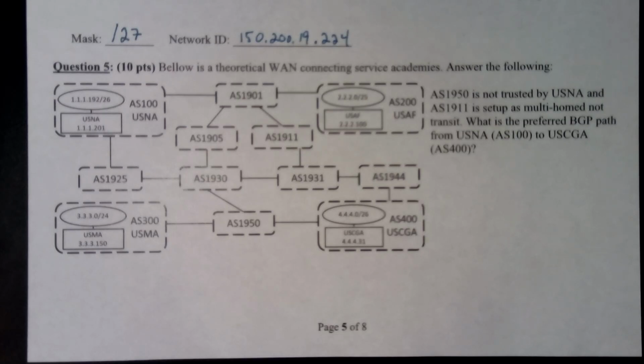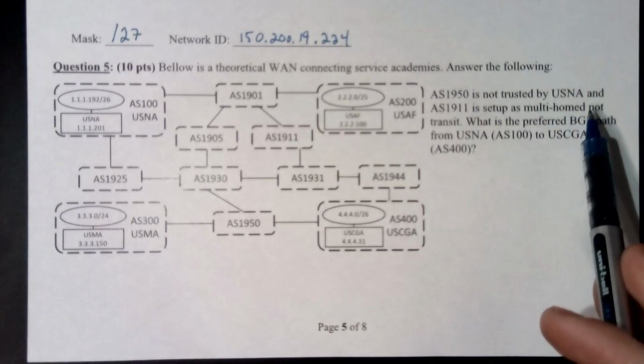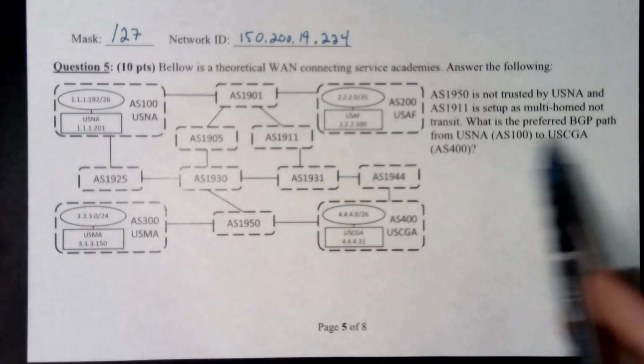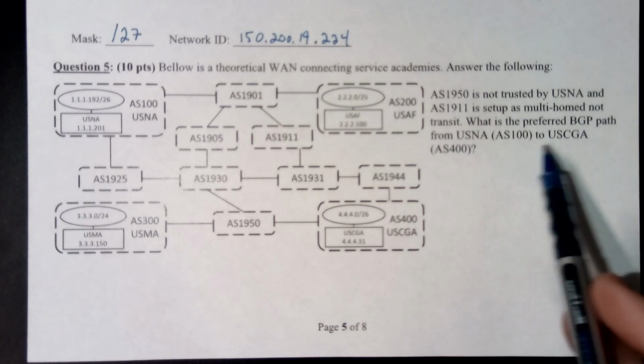Okay, on to question number 5, which is: below is a theoretical wide area network connecting service academies. Answer the following. AS1950 is not trusted by USNA, and AS1911 is set up as multi-homed, not transit. What is the preferred BGP path from USNA AS100 to US Coast Guard?